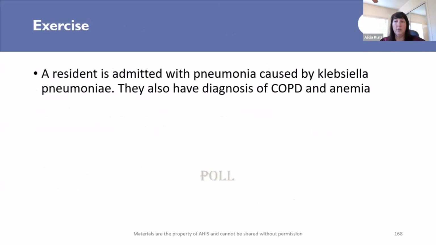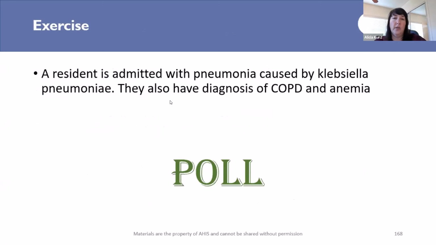Here's our next exercise. A resident is admitted with pneumonia caused by Klebsiella pneumoniae, and they also have a diagnosis of COPD and anemia. So I'll give you 10 minutes for this one, and then we'll come back. Make sure that when you've done your work and you want to answer it, you use the little poll pop-up, please.